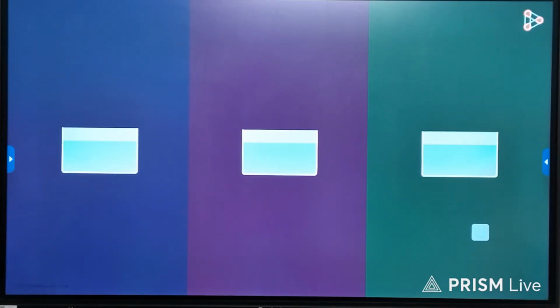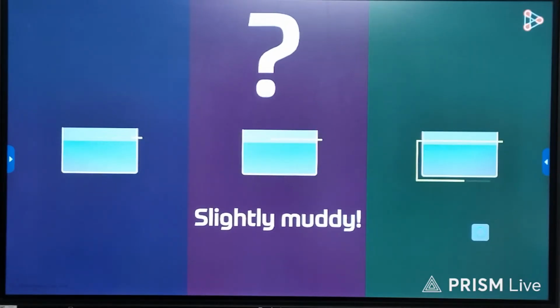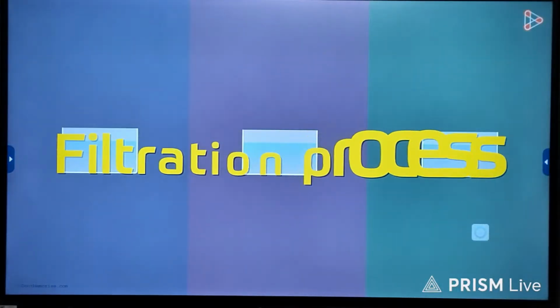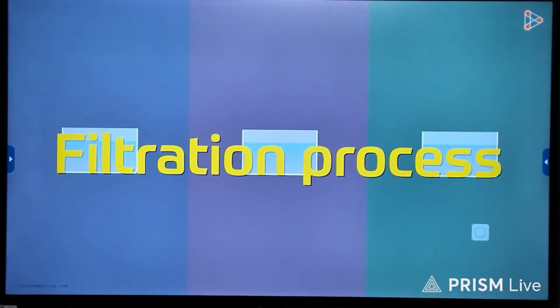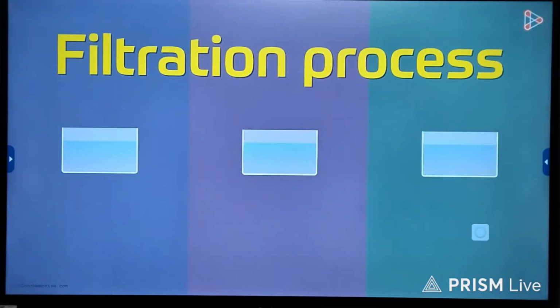mud to their teacher. But look, the three kids found that water was still slightly muddy. It was not completely clean as they expected it to be. Now what could be done? How can the fine impurities present in the water be removed? The process of filtration came to the rescue of these kids. Next, we will see how this technique helped them obtain clean water.